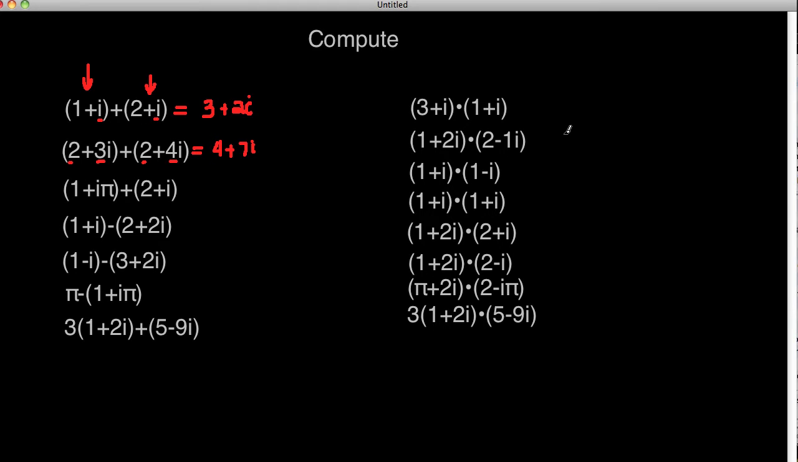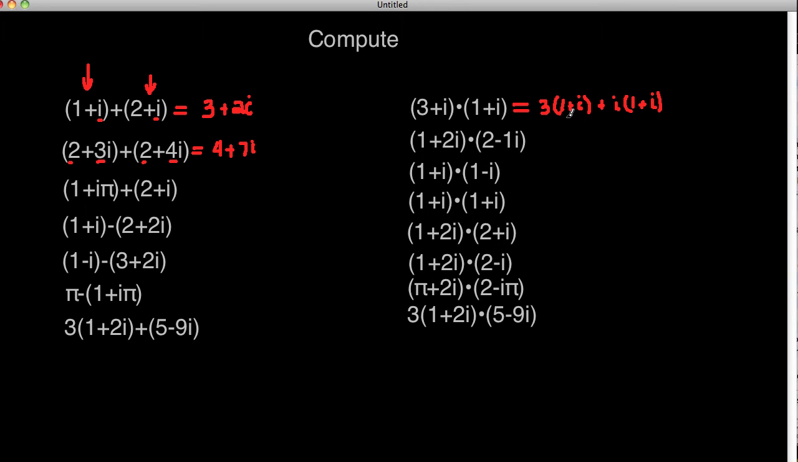Over here, multiplication is much more interesting. We're multiplying 3 plus i times i plus 1. Now here again, we just use the distributive property, and then we multiply 3 times i plus 1, and then i times i plus 1. So 3 times i plus 1 is 3 times 1 plus i, and then i times i plus 1 is that.